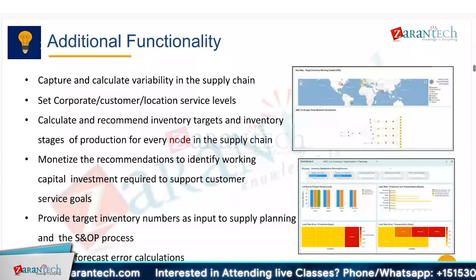Similarly, we can check the variability of the supply plan as well, as to what was the plan, and how much was the variation in the plan versus actual. So that's how the supply variability is calculated.